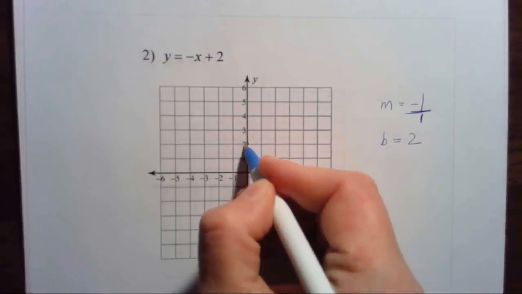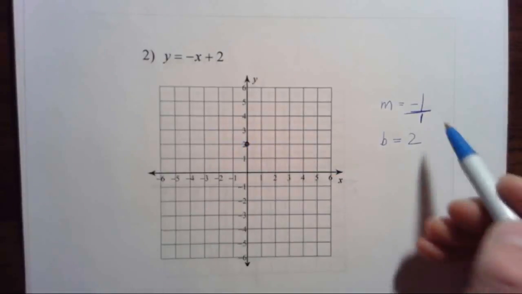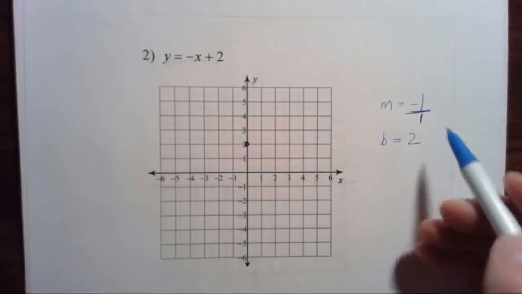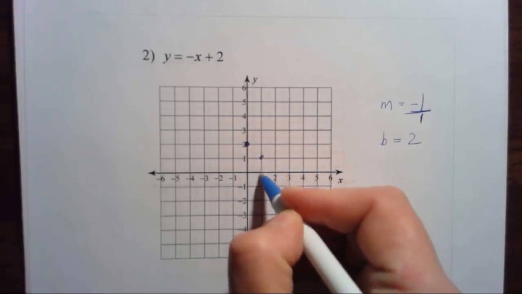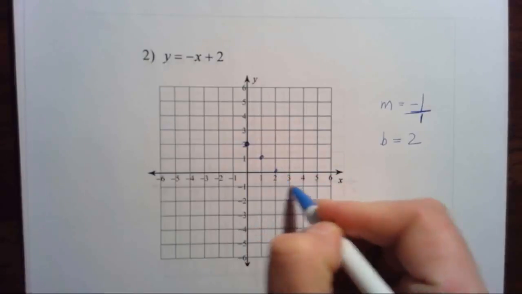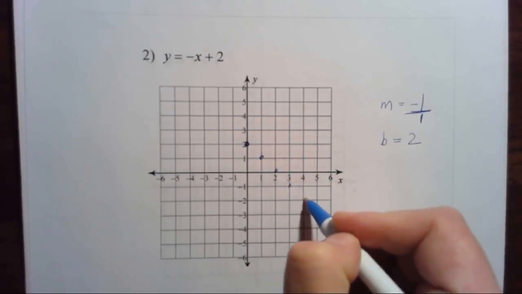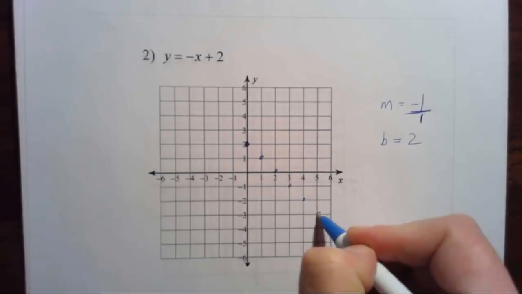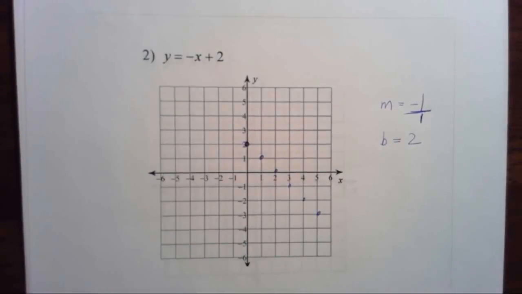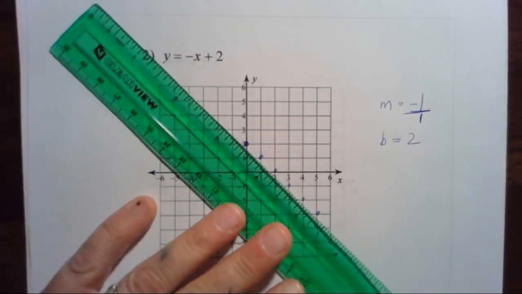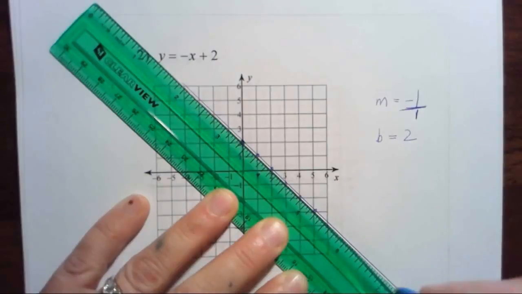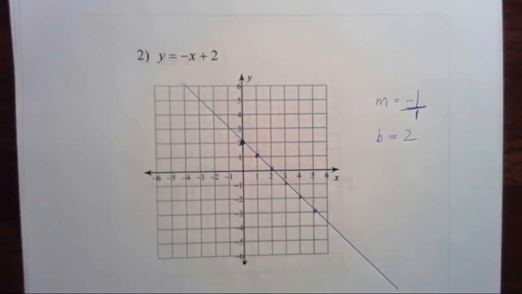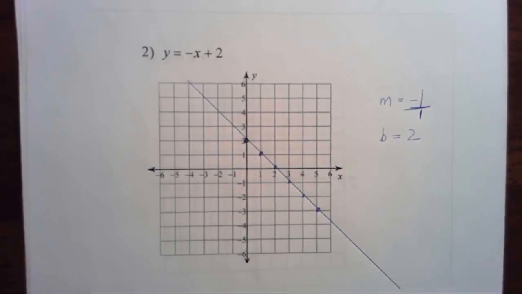So let's start with the y-intercept. I have to mark 2. And then I have to go down 1 over 1. There's a point. Down 1 over 1, and again down 1 over 1, repeating. Look at how many points I was able to do. Isn't that awesome? Okay, here it is. I'm going to draw a line. Perfect.